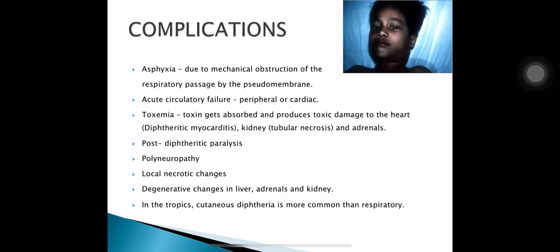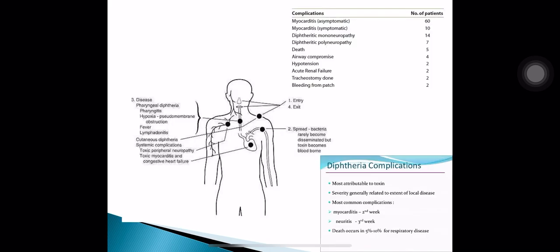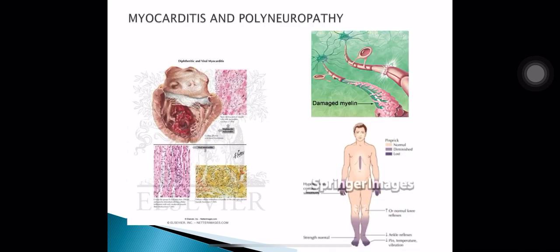Complications of diphtheria include asphyxia, acute circulatory failure, toxemia, post-diphtheritic paralysis, polyneuropathy, local necrotic changes, and degenerative changes in the liver, adrenals and the kidney. This is a photo which shows involvement of different organs in the complications of diphtheria: diphtheritic myocarditis, diphtheritic polyneuropathy.